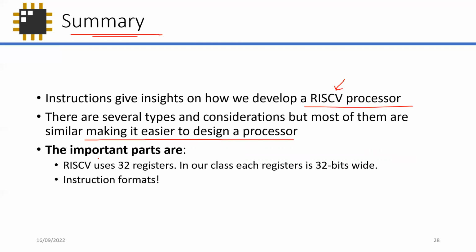Now, the important parts that you have to take here really is, one, the use of the 32 registers. In our class, each register is 32 bits wide, so you have to know that. And this other part is really the instruction formats. I would also add how the instructions work. It's good that you know how they work because they also give insights later on. How am I going to develop my ALUs, my registers, and all those things? How do you do the branching? How do you do the jumping?